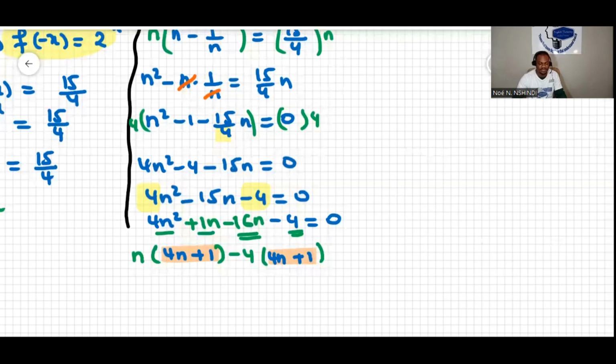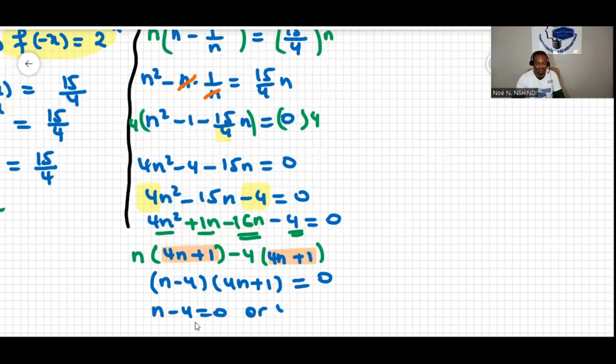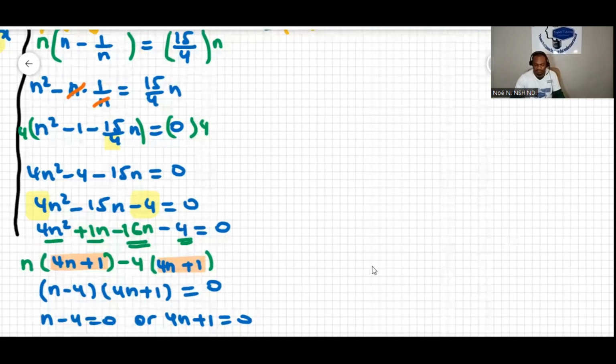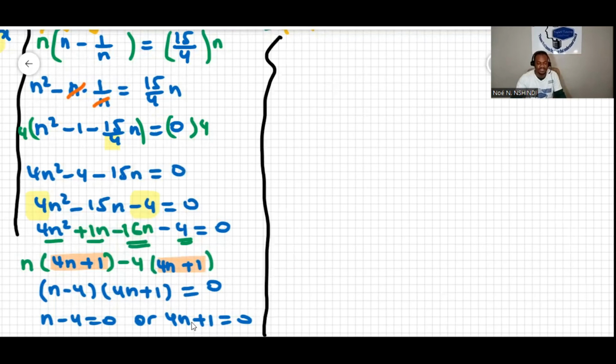So now this makes what? This makes n minus 4 times 4n plus 1 equal to 0. So that means n minus 4 is 0, or 4n plus 1 is 0. Okay, so I can just move it like that. And then this means that n equal to 4, or 4n equal to -1. Now, this means that n equal to -1/4.